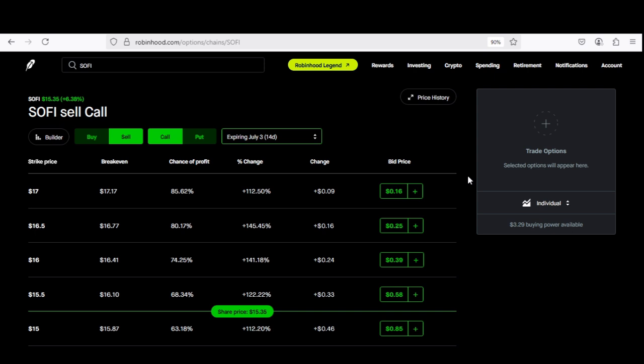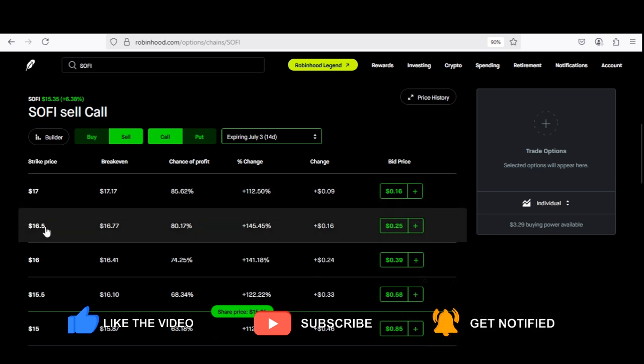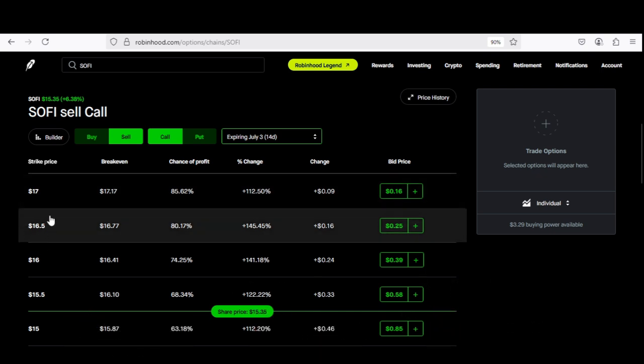Now, you're going to choose a strike price above the current share price, and we're going to go with the 16.5. The reason why I'm going with the 16.5 is because that gives me an 80% chance of profitability. Now, remember, the first option strategy, we went with a 75% chance of profit. A 75% chance of profit with the first option strategy is entirely acceptable.